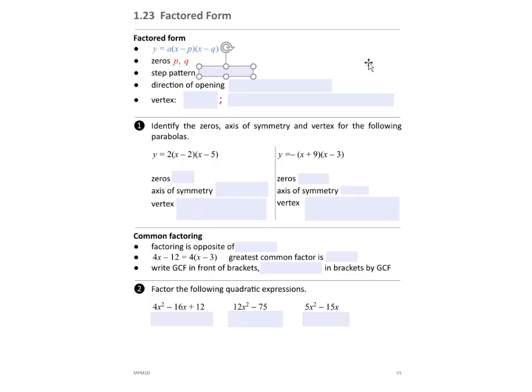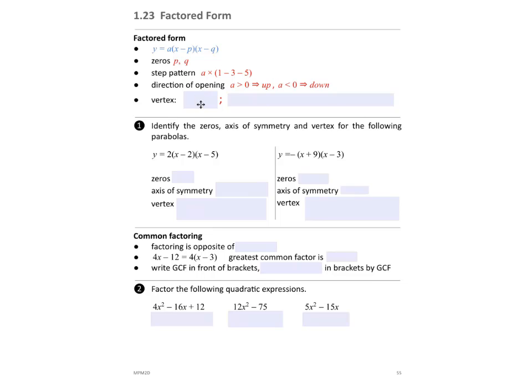Our step pattern, just a quick review, should be A times 1, 3, 5, 7, and so on and so forth. Just the A value times that. The direction of opening depends on the A value. If A is greater than 0, it's up. If A is less than 0, it's down.